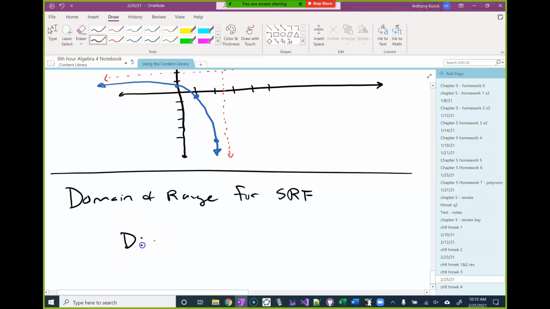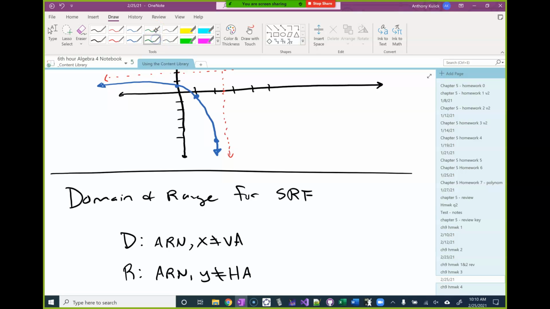So it's easy because there's one rule for all simple rational functions. The domain is going to be all real numbers except for whatever the vertical asymptote is. And the range will be all real numbers except for whatever the horizontal asymptote is. Which is lovely because those two things were not very difficult to find.